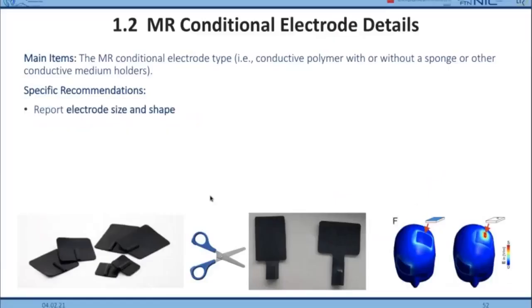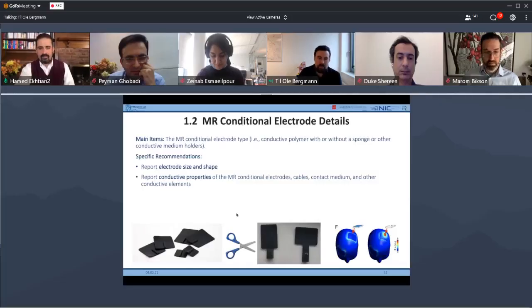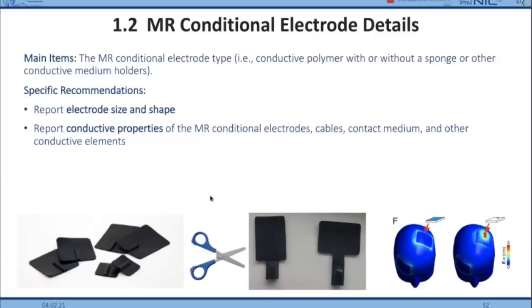Then when it comes to the MR conditional electrode details, of course, the first thing to describe is the electrode size and shape, which can differ significantly from study to study. There are standard ones, but sometimes also you just take some scissors and cut the shape you like, right? And then you should explain specifically what it's looking like. Maybe also show a picture like you see below. The conductive properties, if known, for all the conductive materials should be provided. Next.